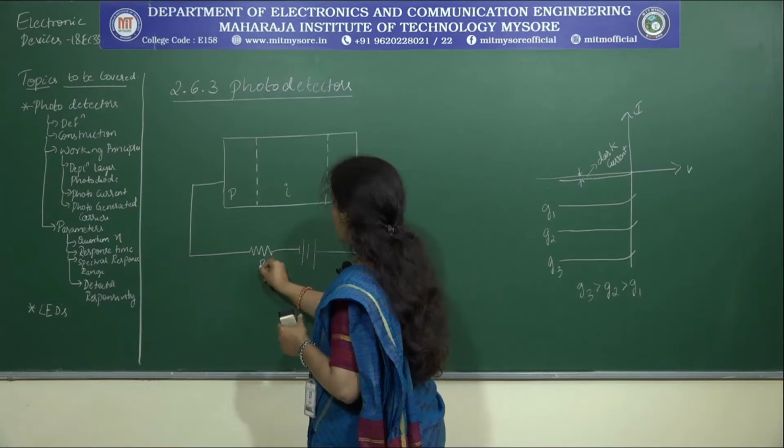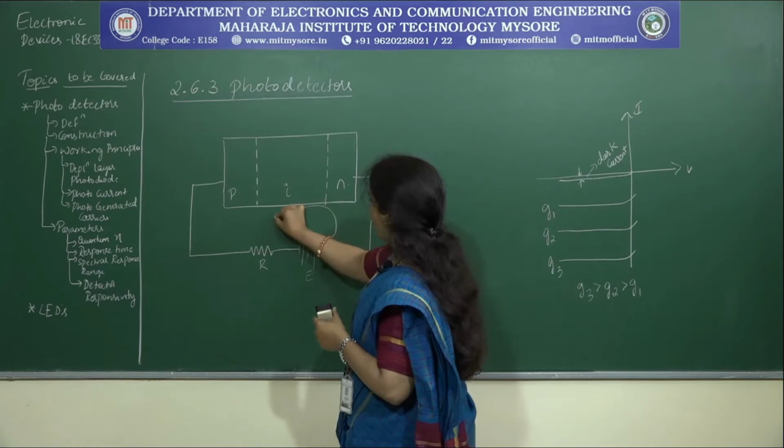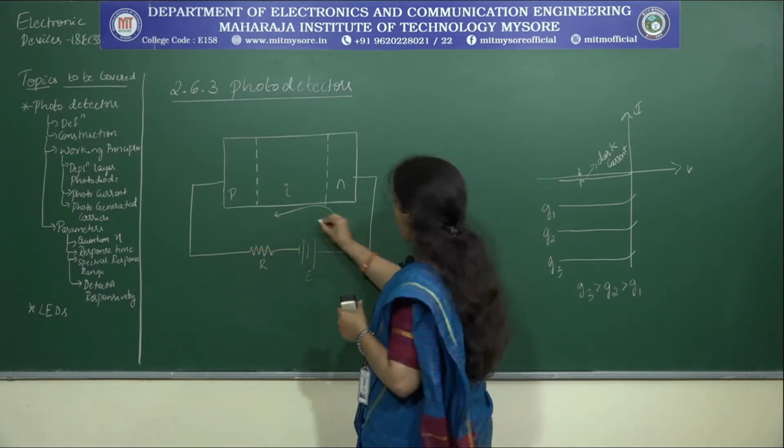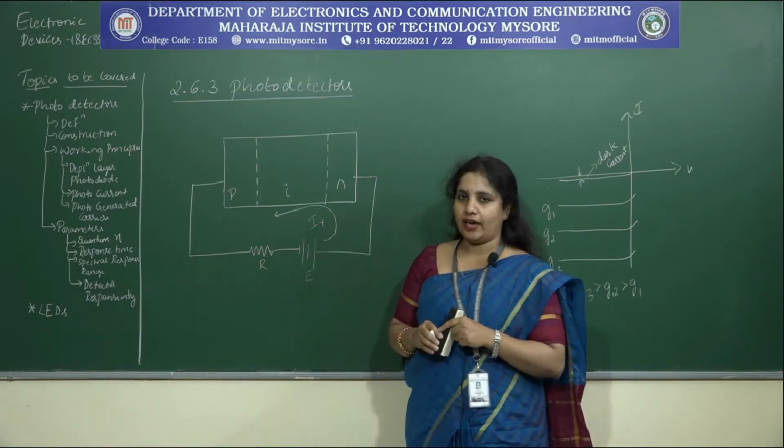This is R, let this be E. And then how does the current flow? It is from the positive terminal towards the negative, and let me represent this reverse current that is flowing as IR.